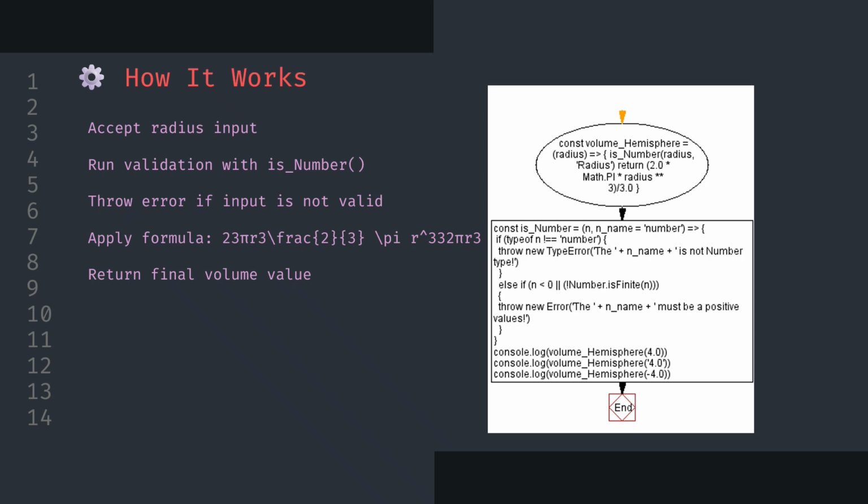Here's the step-by-step flow. First, the user gives us a radius. We then send it to the validation function to confirm it is a real number and that it's positive. If it passes, we plug it into the formula and return the volume. If not, we throw an error right away and skip the math entirely.